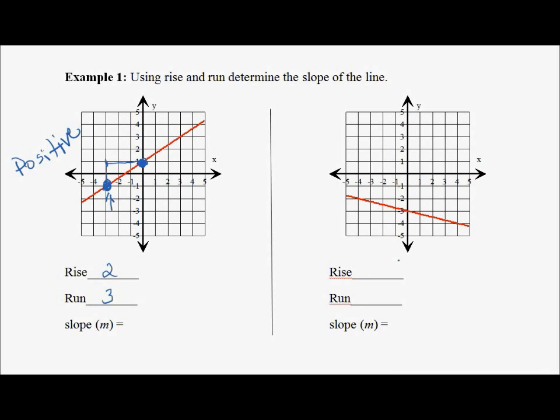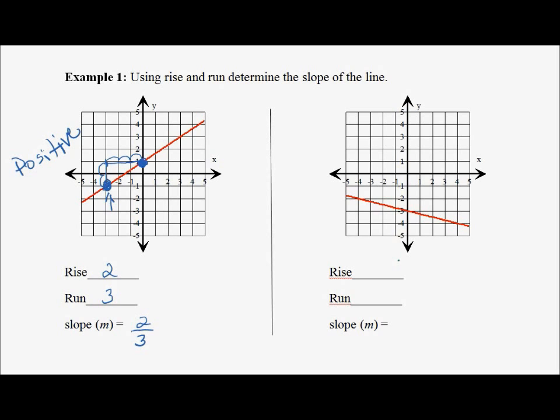So once again, from this first point, what I did, I moved up 1, 2 units. That's my rise. And then for my run, I moved over 1, 2, 3 units. And it put me at the next spot. So now I know that it's positive because as I go from left to right, the line moves up. So I know it's a positive slope. So now when I put it together, rise over run, the slope of this line is just 2 over 3.